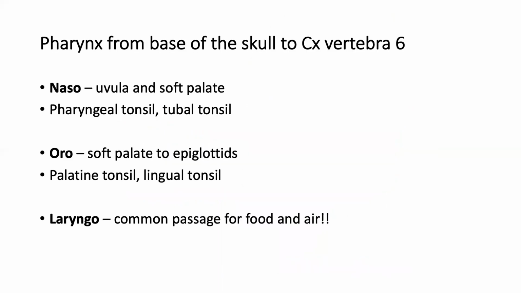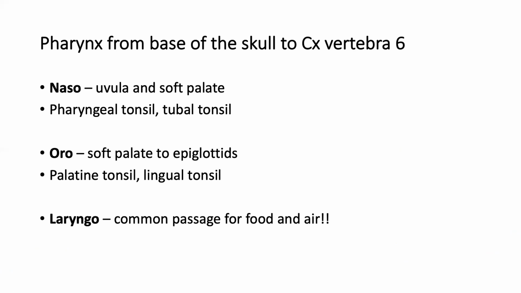So the pharynx is formed of nasopharynx, oropharynx, and laryngopharynx. The pharynx extends from the base of the skull to the 6th cervical vertebra. So the nasopharynx starts from the base of the skull to the uvula and soft palate. Of course, that will form the upper boundary of the oropharynx, the soft palate, and it will go down to the epiglottis. The epiglottis is part of the larynx, which makes the boundary of the oropharynx and laryngopharynx, which is the common passage for the food and air.